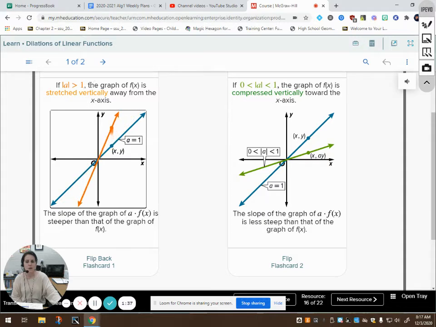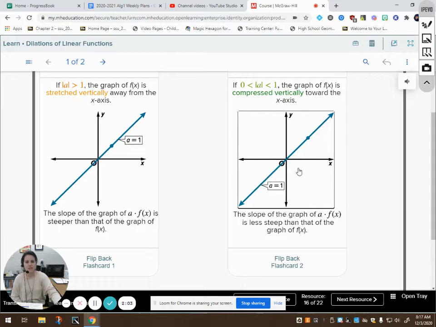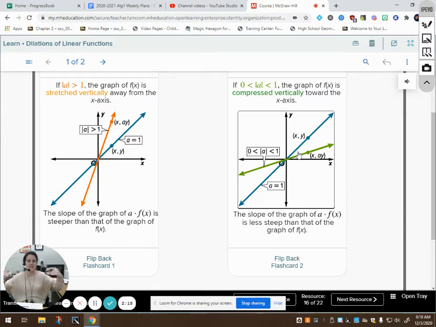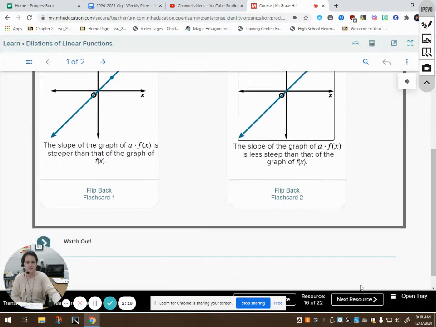So multiplying by a number whose absolute value is greater than 1 stretches it and makes the graph steeper. Multiplying it by a number between 0 and 1 makes it less steep. It stretches it out and makes the graph have less steepness to it. So we can look at this. This has a slope of 1. I change that value to a number between 0 and 1, and we can see that it is less steep. There's less of an incline.